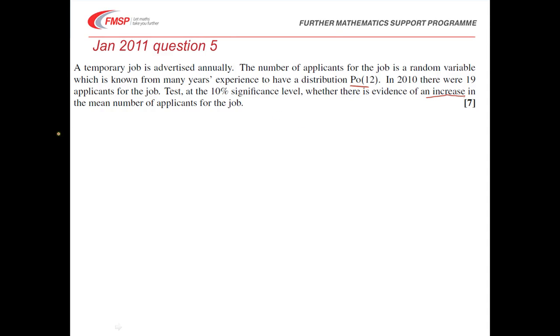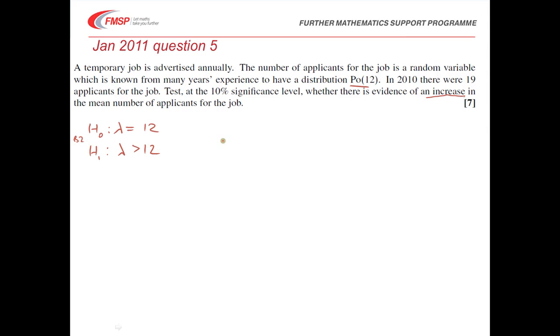Okay, so we're going to set this up. I have a belief that the rate is equal to 12. However, there is evidence to suggest that it may have increased. So that is how you would set up your hypotheses. Okay, I've got 2 marks now, which is quite nice. So that's fine. We just now need to set up the test.